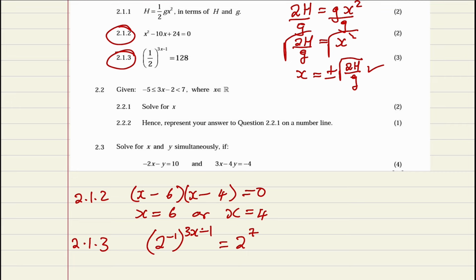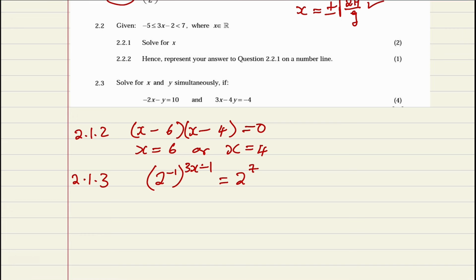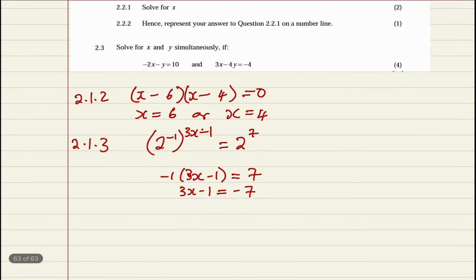Then if we have something like that, we simply say negative 1 into 3x minus 1 equals 7. Then we will have 3x minus 1 equals negative 7 because I divided by negative 1. Then I take this to the other side. 3x is equal to negative 6. Divide by 3 on both sides. Therefore, x is equal to negative 2.